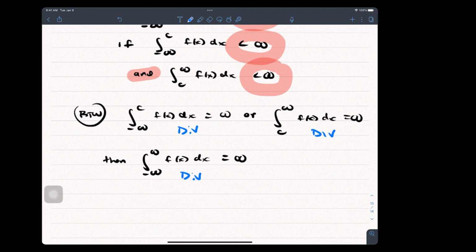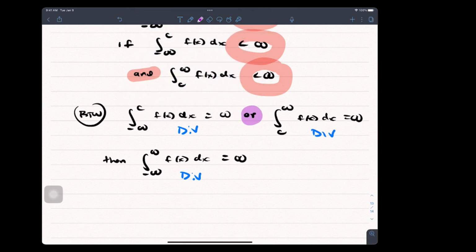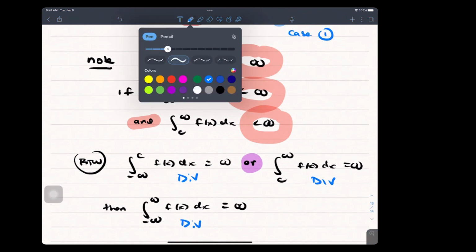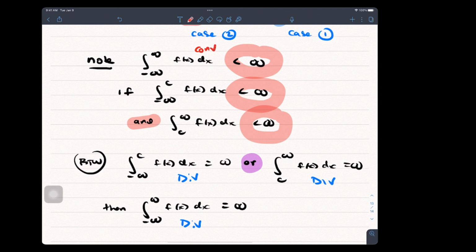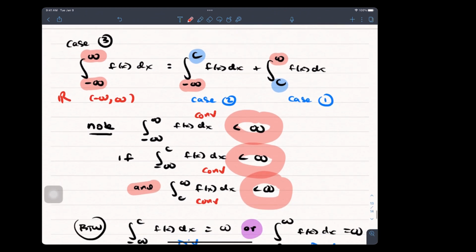I want people to really understand that important detail. So this equal to infinity means divergent. This less than infinity means convergent. So if both integrals converge, then over the real number line, because that's what this interval is, all real numbers here. You guys see what I'm saying here? That's what's going on there.